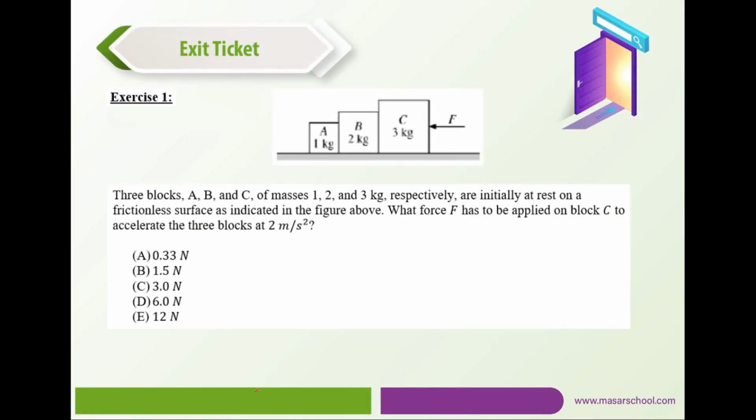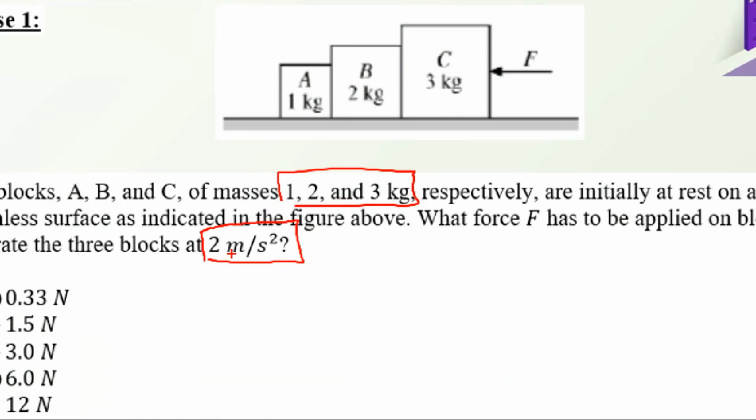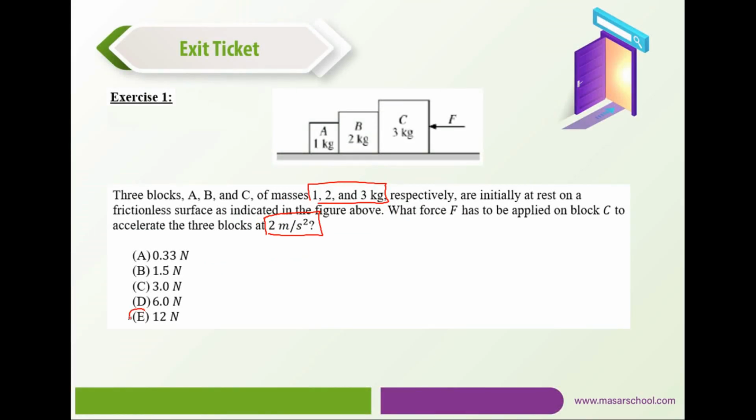And now let's do the following exercise as an exit ticket for today's video. Three blocks A, B and C of masses 1, 2 and 3 kg respectively are initially at rest on a frictionless surface as indicated in the figure above. What force F has to be applied on block C to accelerate the three blocks at 2 meters per second square? So we have the acceleration of the system, we have the total mass of the system, so F can be directly determined by the total mass, which is 6 multiplied by 2, and that would be 12 newtons.